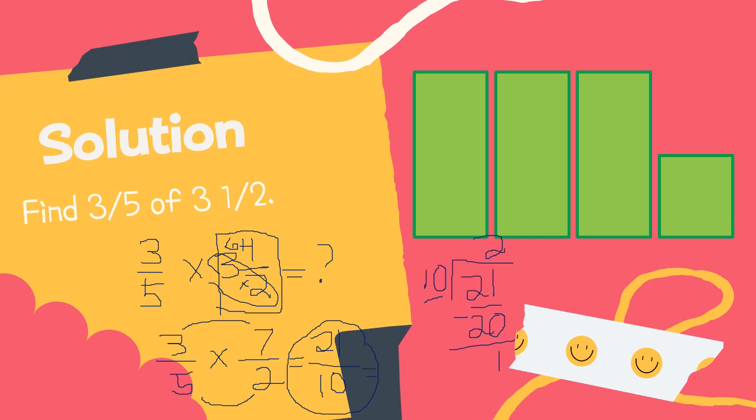Again, 2 will be our whole number. 1 will be our numerator. And 10 is our denominator. So the answer is 2 1/10 meter of cloth. Did you get it? I hope so.